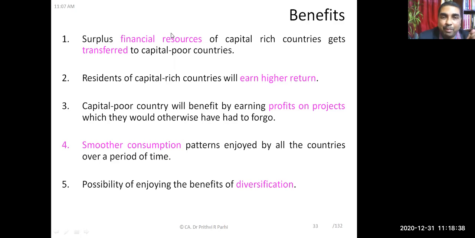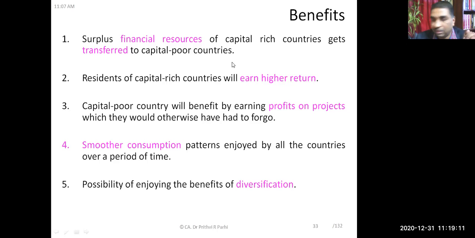Money which is surplus in capital rich country gets transferred to capital poor countries. What is the advantage? Capital rich country people who are getting less return will be getting more return. And capital poor countries who were paying more interest will be paying less interest. So this is a win-win situation for both of them. Did you understand this example, or should I repeat it?